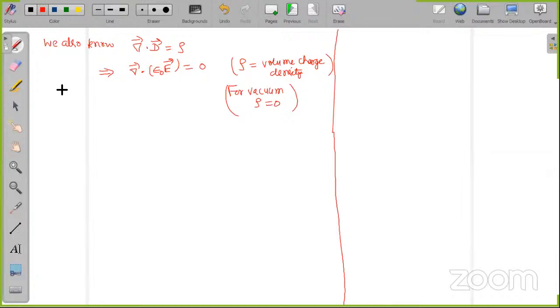Okay. Sir, in vacuum there is no charge. There is nothing in vacuum. Vacuum means nothing. Air is also matter. Vacuum means there is no air either. There is no air in vacuum. There is no mass in space. That is vacuum.